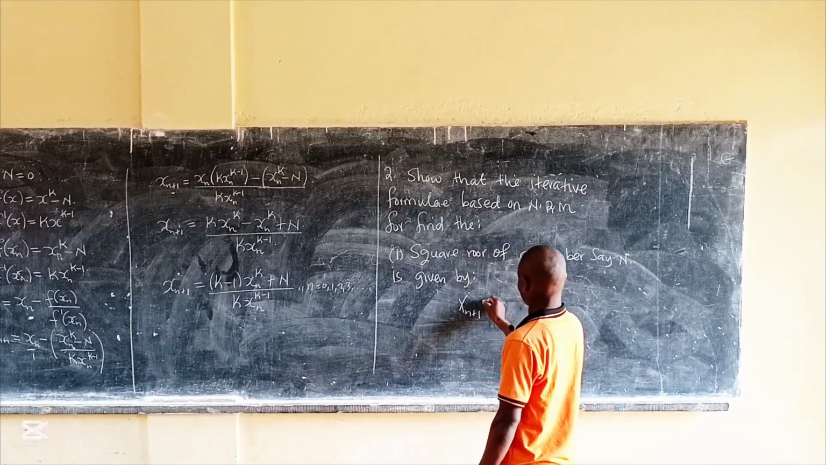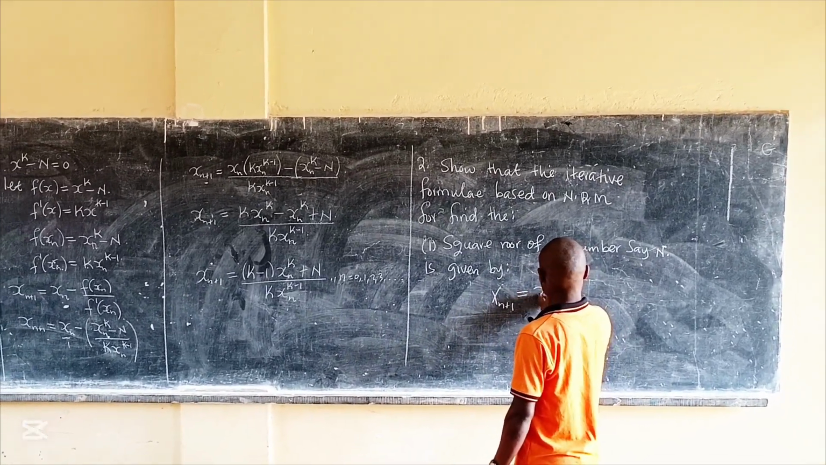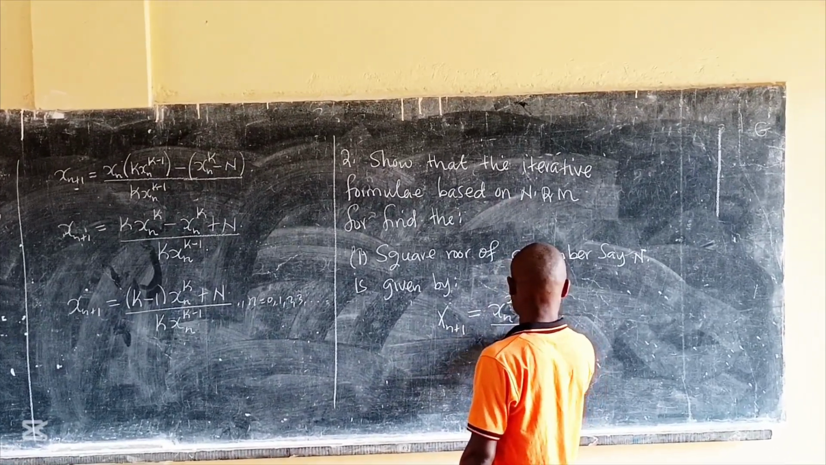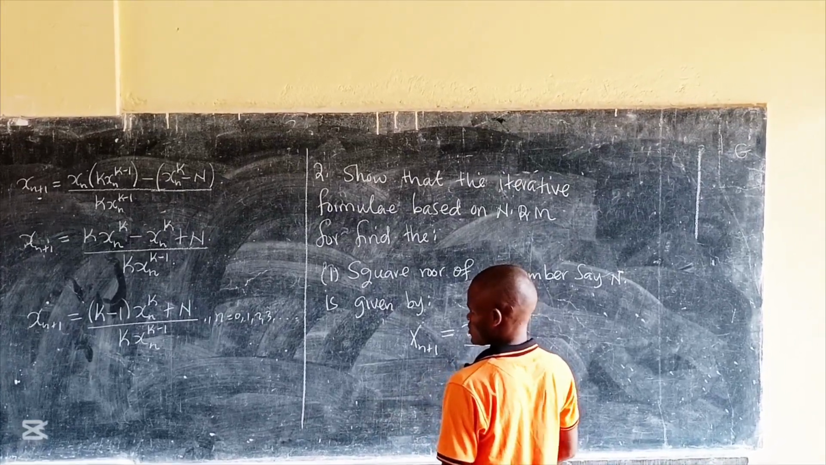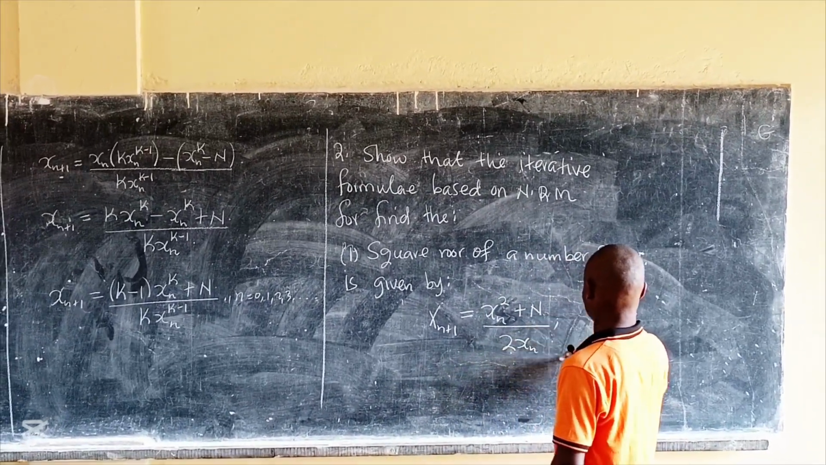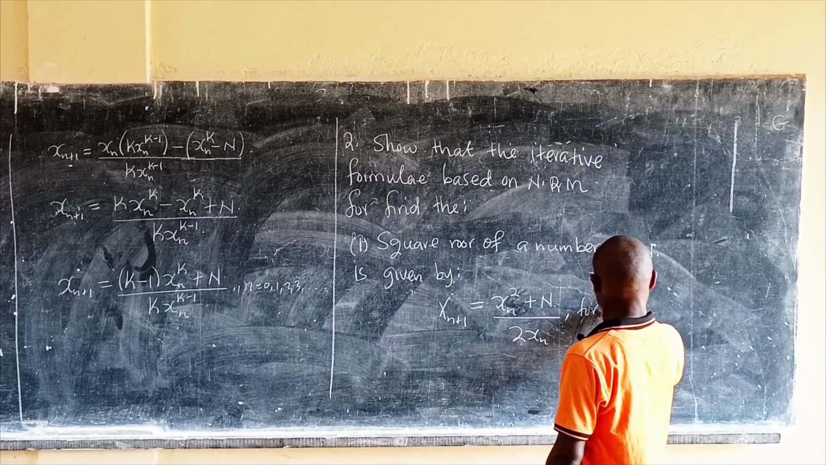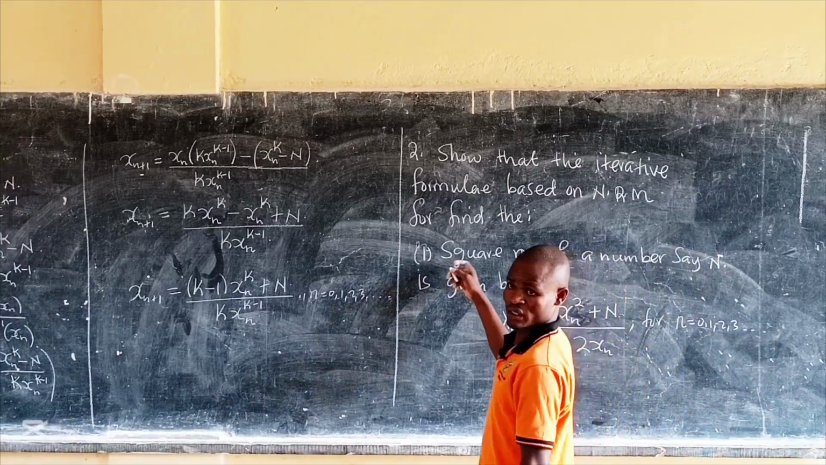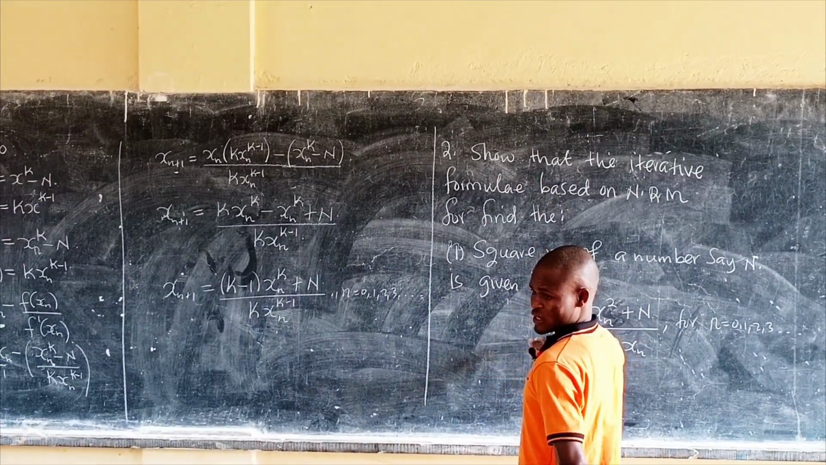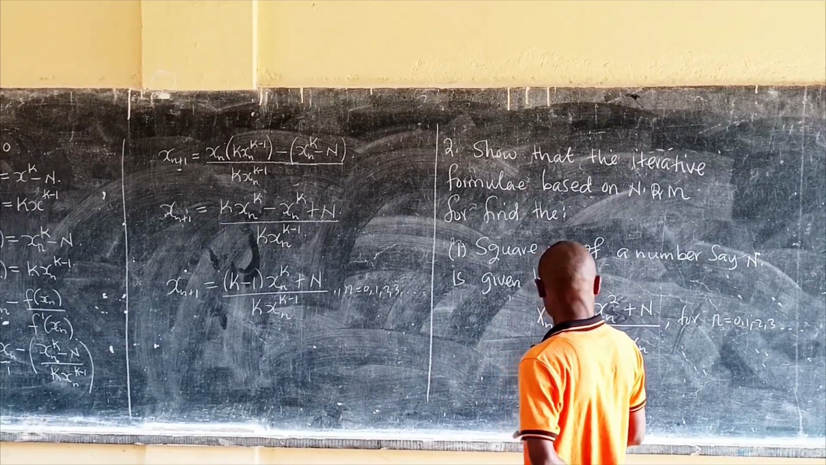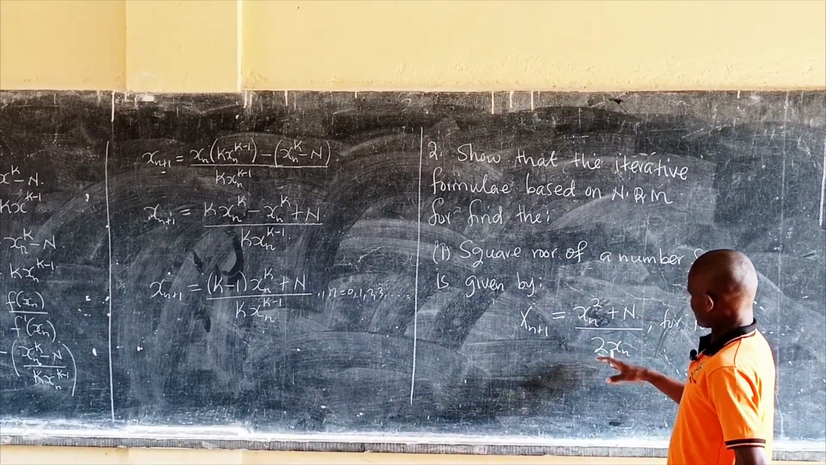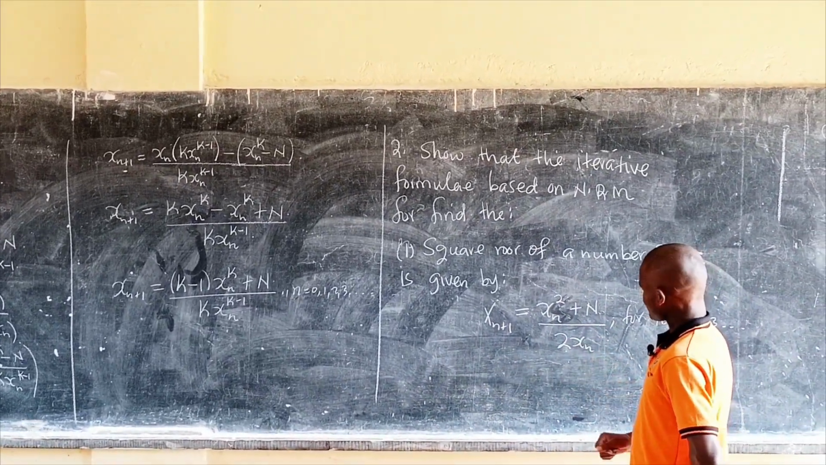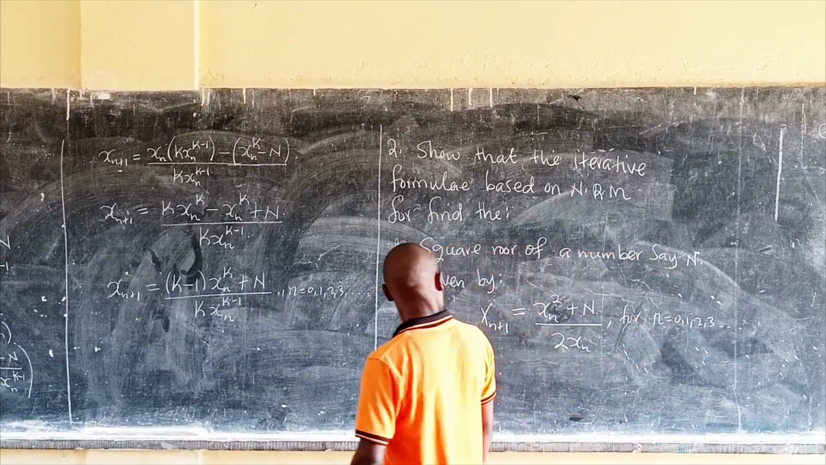xn plus 1 is equivalent to xn power 2 plus n, divided by 2xn, and this one we are going to say for n equals 0, 1, 2, 3, and so forth. So for this Roman 1, we're going to derive the formula for computing the square root of a number, say n, and we want to show that indeed it is given by this. Okay.